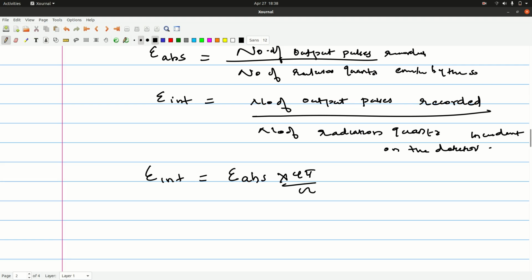So the resolution we studied, that is the ability to distinguish two close energies, depends on FWHM. Absolute efficiency, the ratio of detected pulses to emitted quanta, depends on the geometry, solid angle. For intrinsic efficiency, the ratio of detected pulses to incident quanta, that is independent of the geometry.